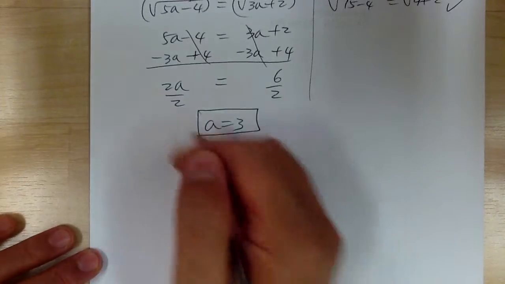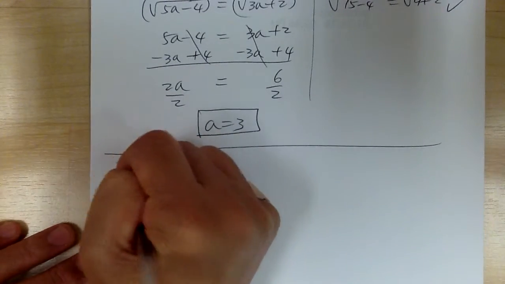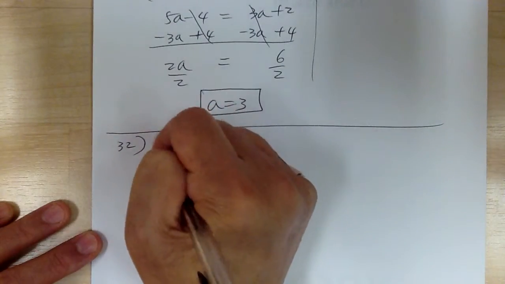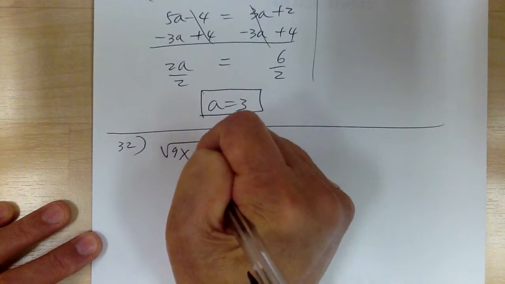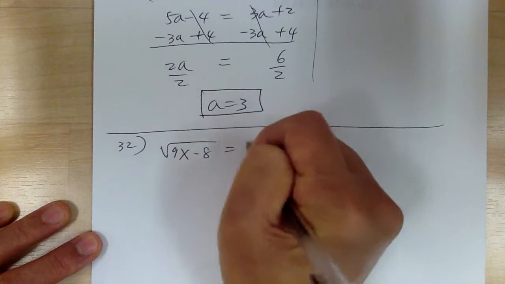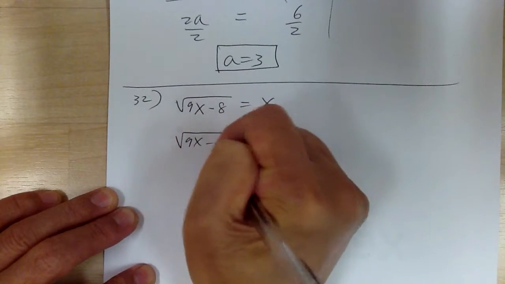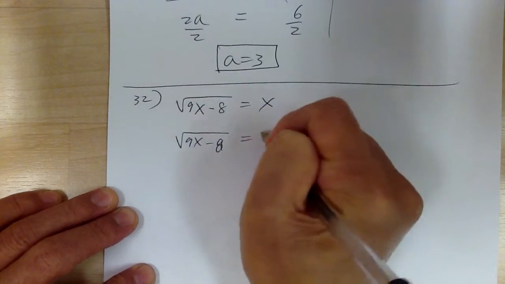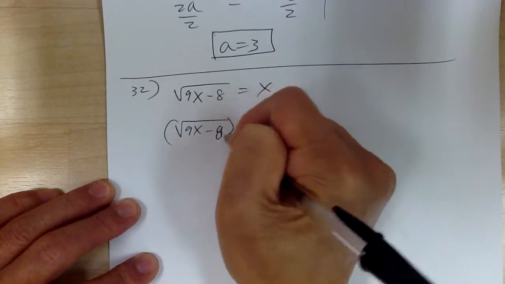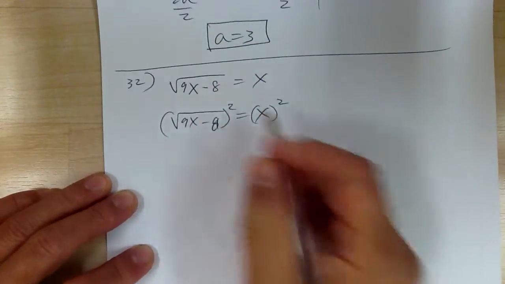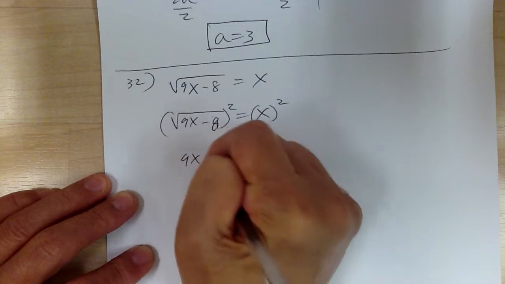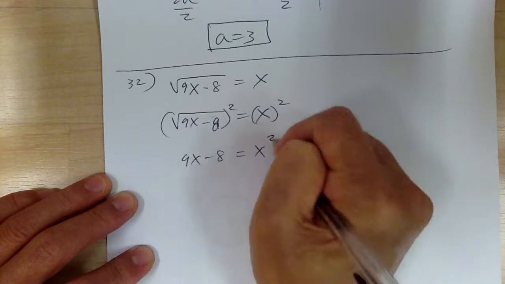Okay, let's go to number 32. I have square root of 9x minus 8 equal to x. So again, I'm going to save the original so I can use it to check my answers. So I'm going to square both sides. So this cancels out. So I get 9x minus 8. This one gets x squared.